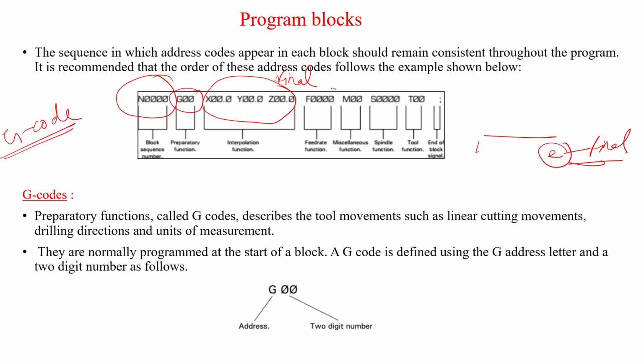Then F is the feed, at what feed it is moving. M is the M code. M codes we will see later. S is the spindle speed, and T is the tool function. So you need to remember this. This sequence has to be followed. Only this sequence has to be followed. Okay?